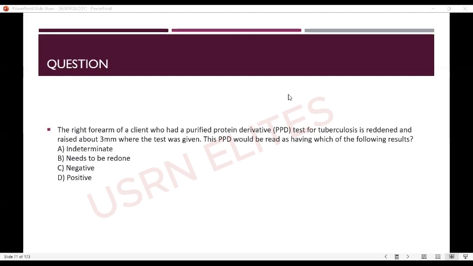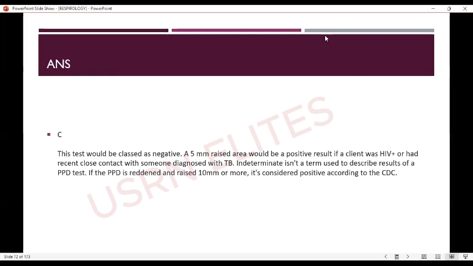Madam Mary, yes. Well, just like she said, the induration is 5 to 15. So even with the immunocompromised, it should be at least 5. So now that it is 3, it means that it's negative. Thank you. The answer is C, right? So this test would be classed as negative. A 5 millimeter raised area will be positive if the client has HIV or had recent close contact with someone diagnosed with TB.